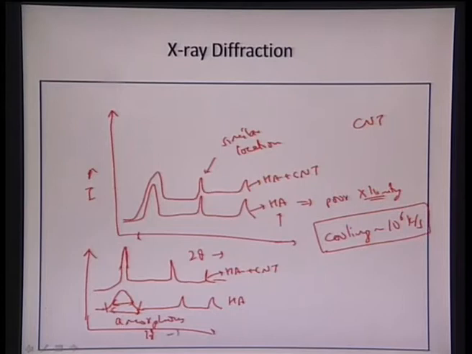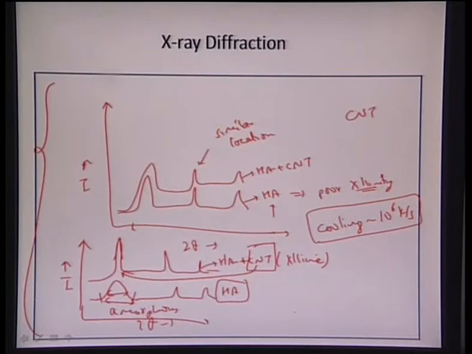So we see 2 theta along this side, intensity along this side. We see that hydroxyapatite is much more amorphous in nature, whereas hydroxyapatite plus CNT is much more crystalline in nature. That clearly tells that there is something with respect to CNT, and that is the reason you are seeing much sharper peaks, or the crystallinity is being dominated by the CNT itself. So first of all, we can directly say there is some difference in crystallinity coming out with respect to CNT, and secondly, there is much more amorphous content in the hydroxyapatite.